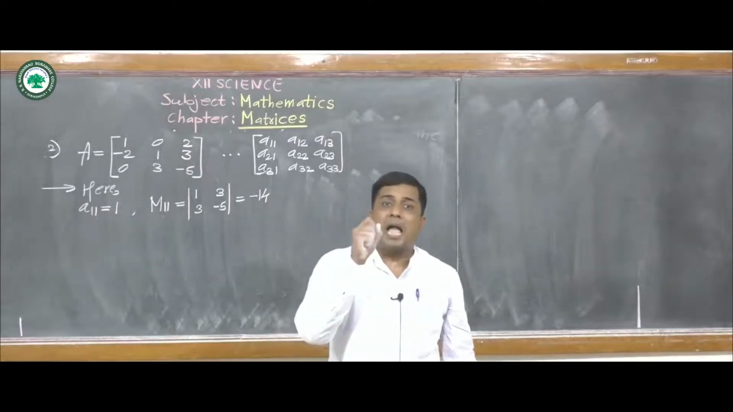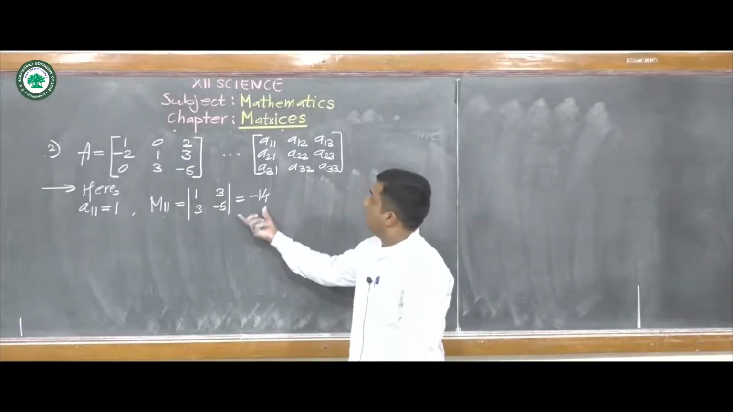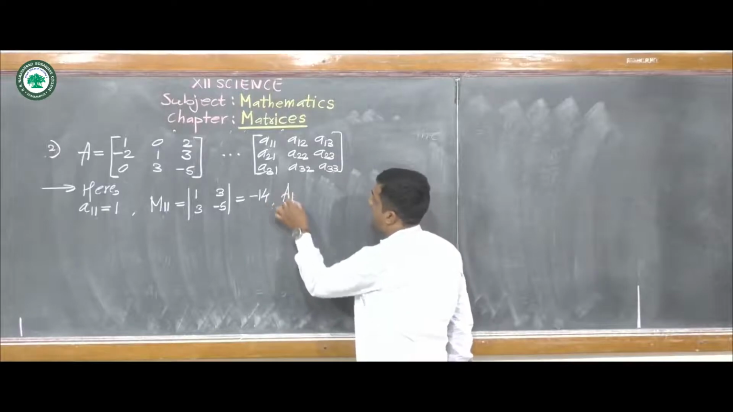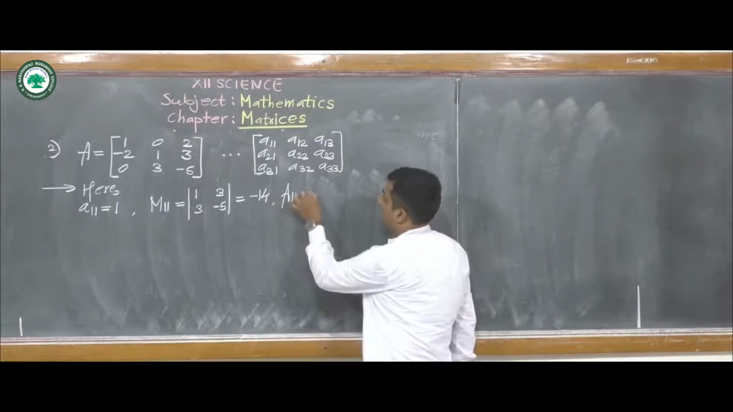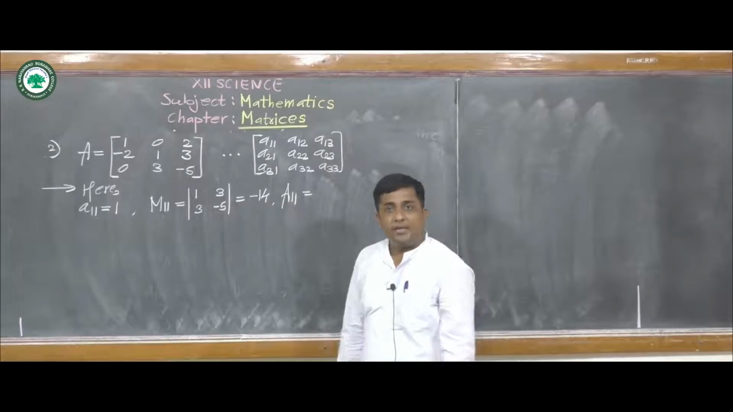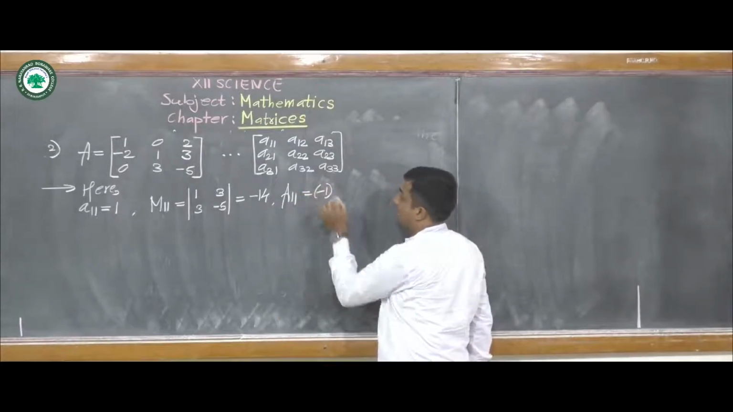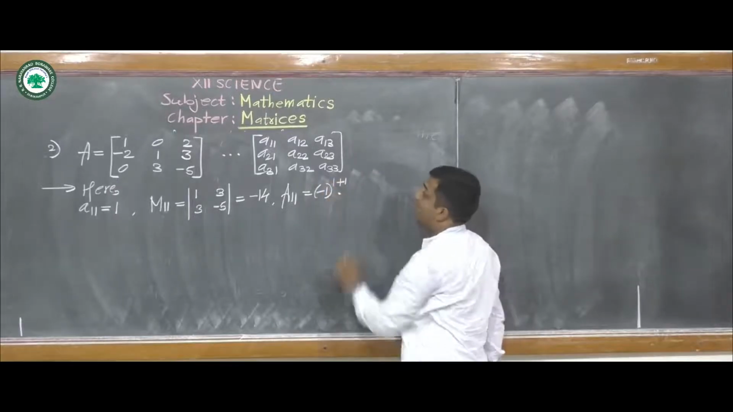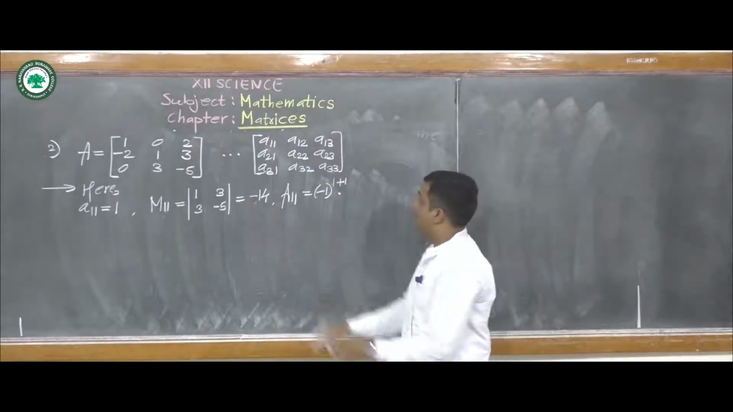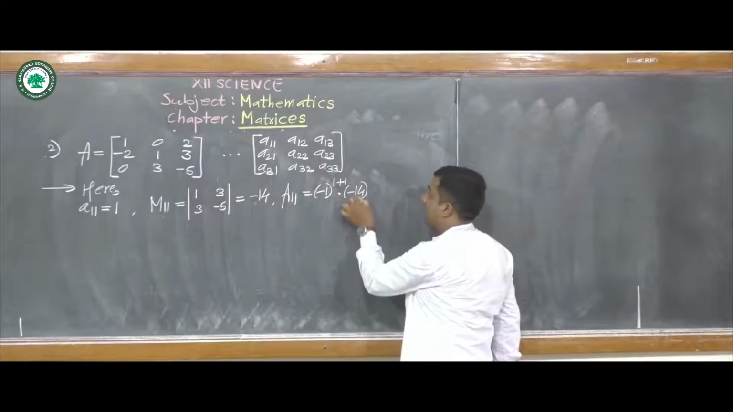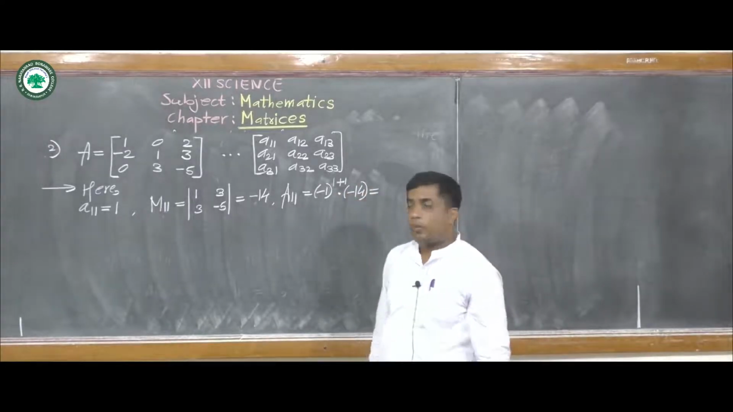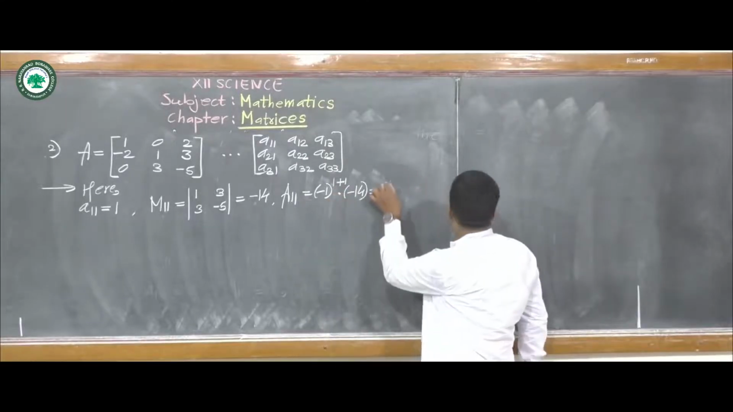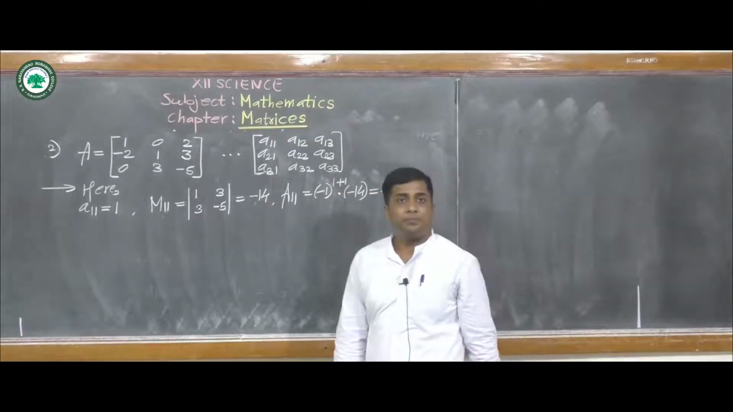Now we find the cofactor of the given element. It is denoted by A11. This is equal to, to find the cofactor we consider minus 1 raised to 1 plus 1, since 11 is given, into the minor of that element, which is minus 14. We know minus 1 squared is 1, and 1 into minus 14 is minus 14.